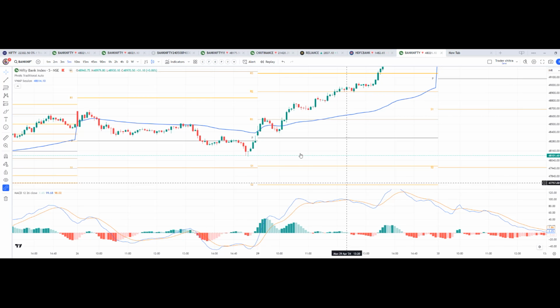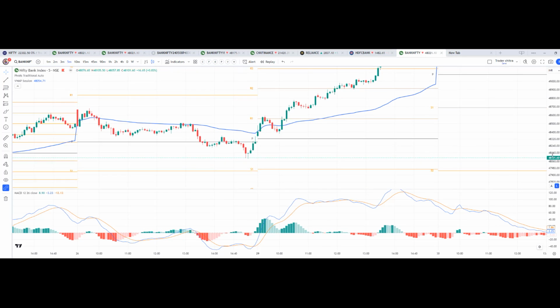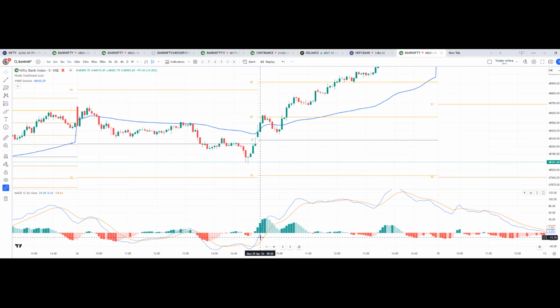We will see one example from Bank Nifty. The time frame I have selected is 5 minutes time frame. Here this is the traditional pivot. The first candle, that is the 9:15 candle, is above VWAP, but when we look into the MACD, that is below the zero line. So we will not enter into the long trade until the MACD is above the zero line. We'll be waiting to get the confirmation from the MACD.